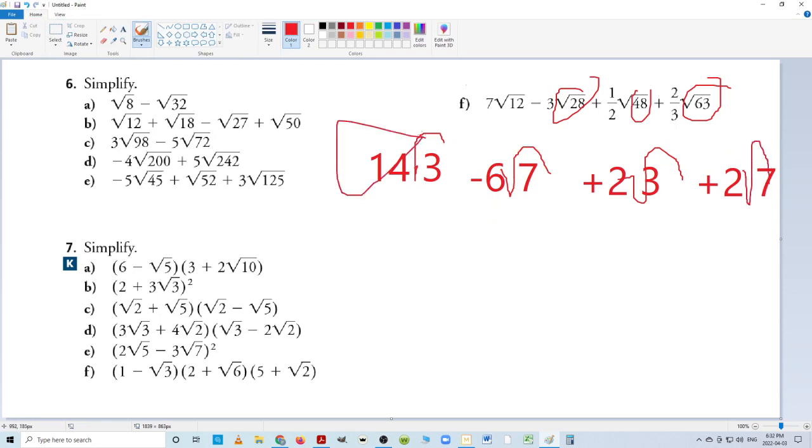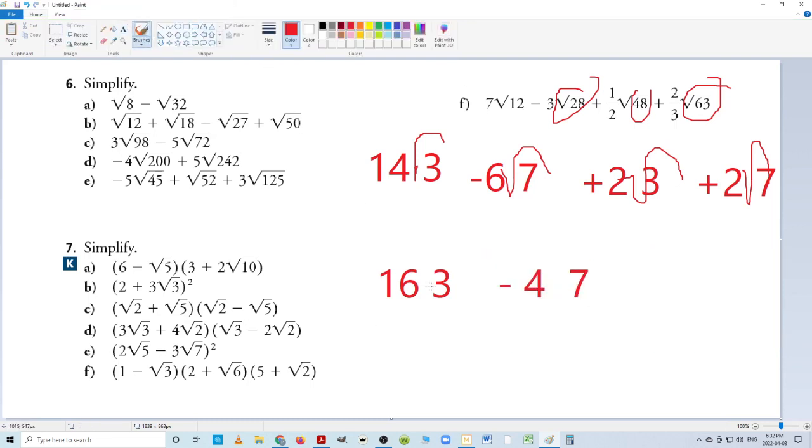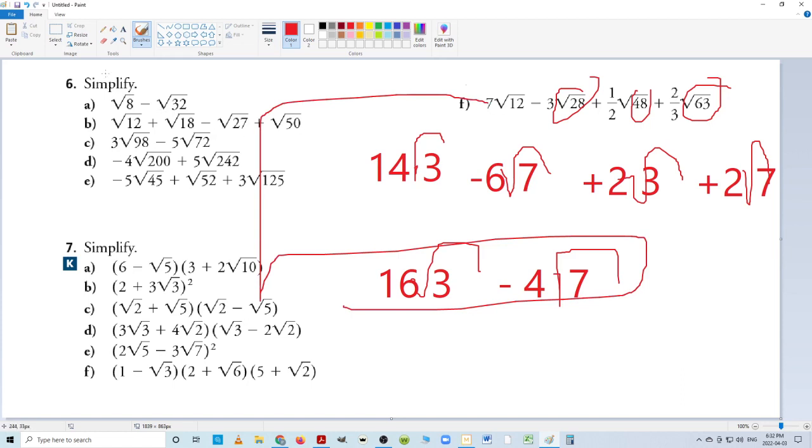So I got 14 apples plus 2 apples, so I got 16 apples. And then I've got minus 6 oranges plus 2 oranges, so minus 4 oranges. And then I've just got to make sure I put my radical signs over the right thing. And that's the simplified version of this.